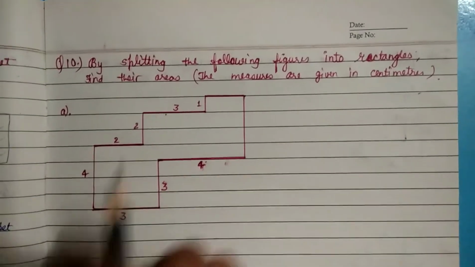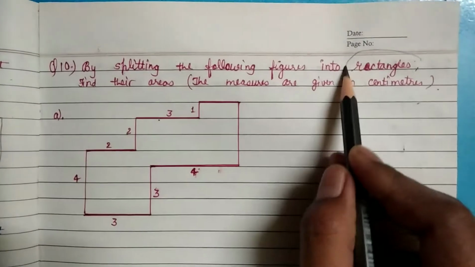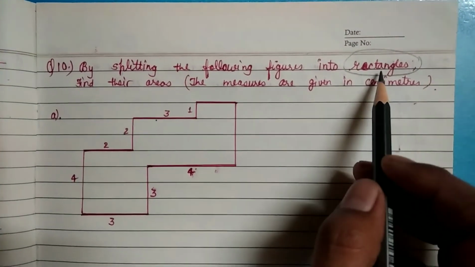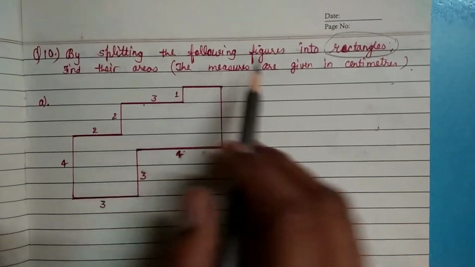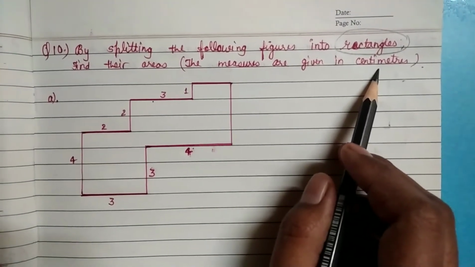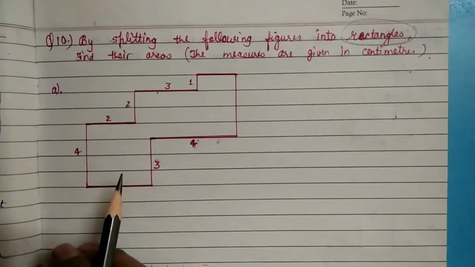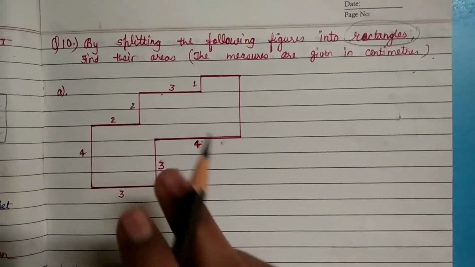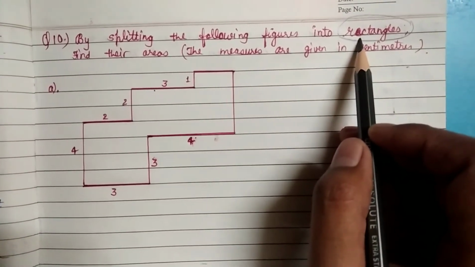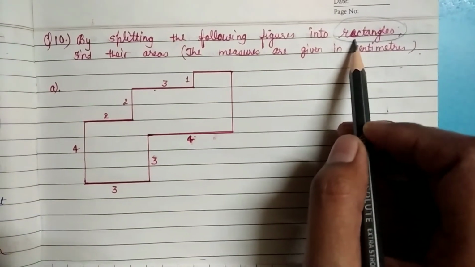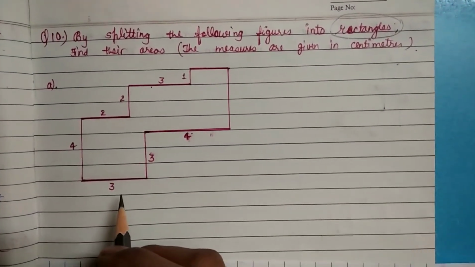Question number 10 is, by splitting the following figures into rectangles, find their areas. The measures are given in centimeters. You can see we have a figure which is not exactly a square and not exactly a rectangle. Firstly, we have to split this figure into the form of rectangles. You can see how many ways we can split this figure. You can also do it by yourself.